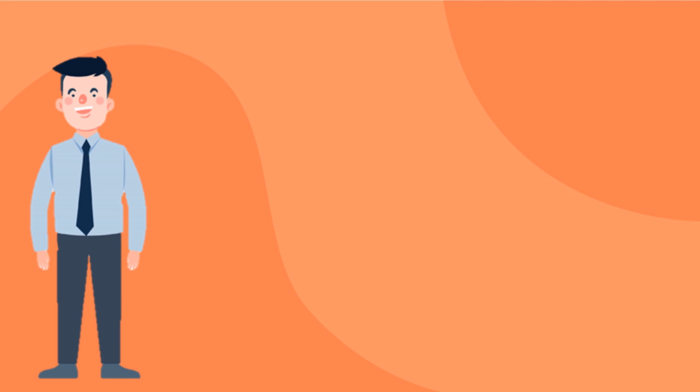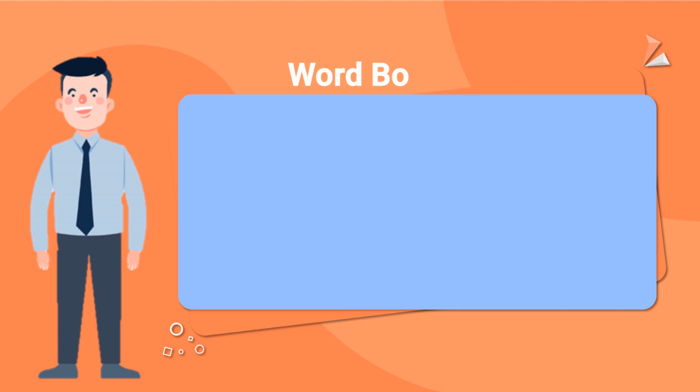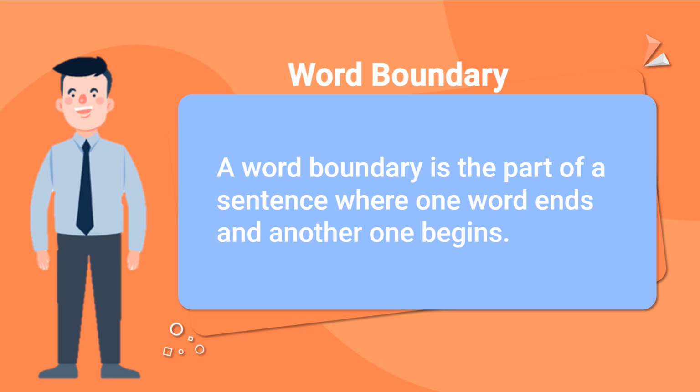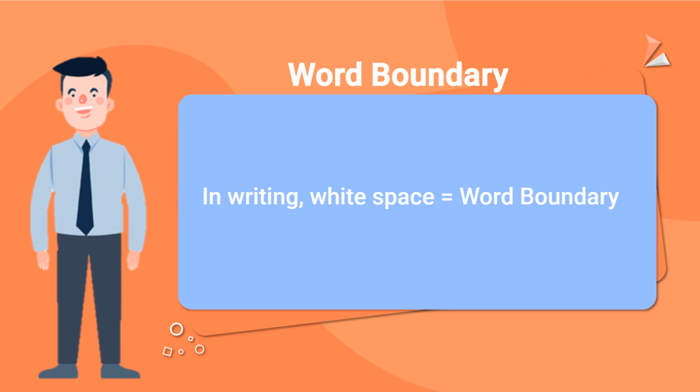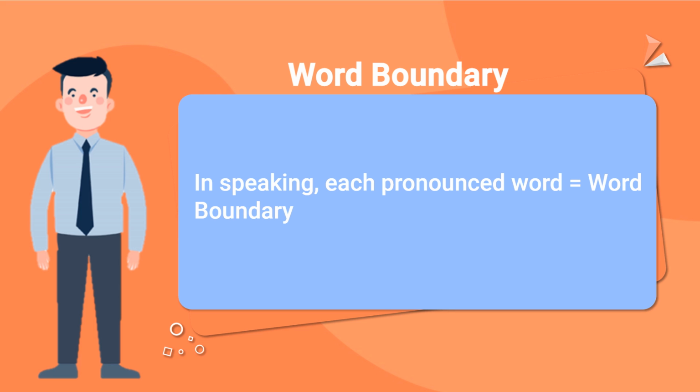Easy, isn't it? Next, let's look at word boundaries. I bet you're already familiar with word boundaries. You just didn't know what they are called. Now, a word boundary is that part of a sentence where one word ends and another one begins. In writing, the white spaces between words let us know where one word ends and another one begins. To recognize it in speaking, you can clap your hand after pronouncing each word in a sentence.